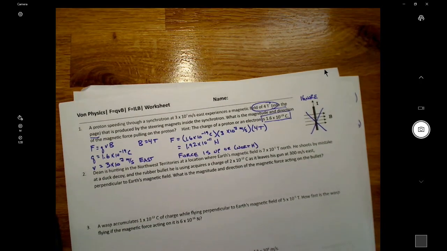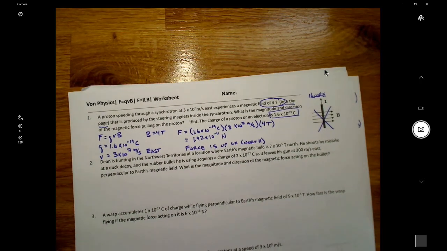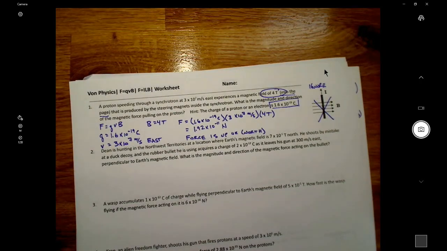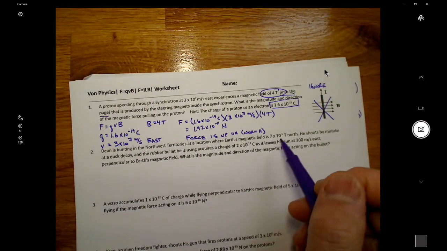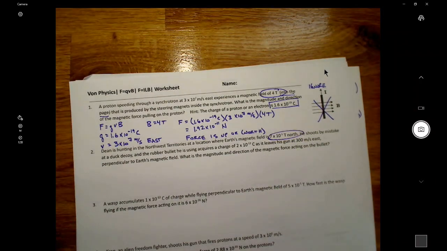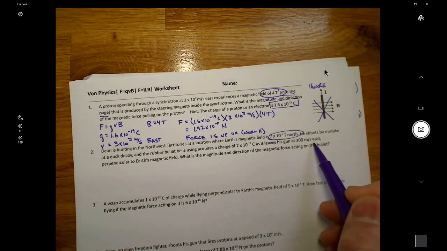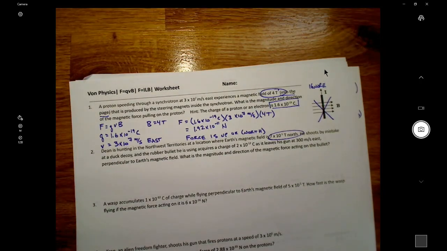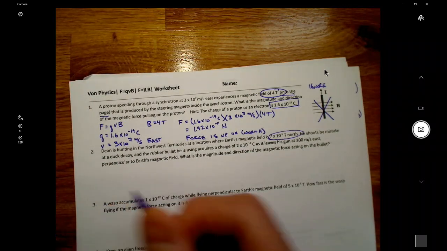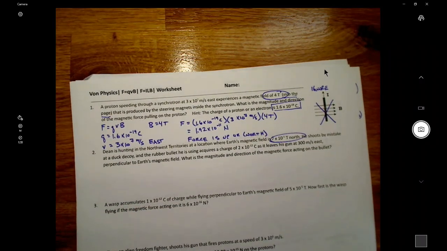Okay. Let's take a look at this next one. Dean is hunting in the Northwest Territories, where the Earth's magnetic field is 7 times 10 to the negative 5 Teslas. He shoots by mistake a duck decoy, and the rubber bullet he is using has a charge of 2 times 10 to the negative 12th coulombs as it leaves his gun at 300 meters per second east. What is the magnitude and direction of the magnetic force? This is actually the exact same problem, but let's do this one as well.